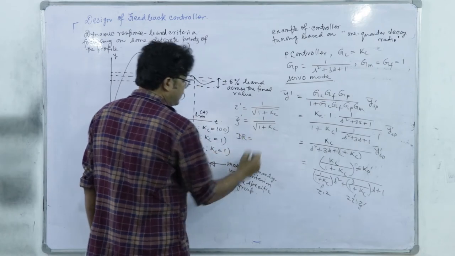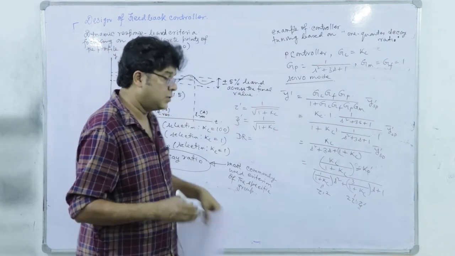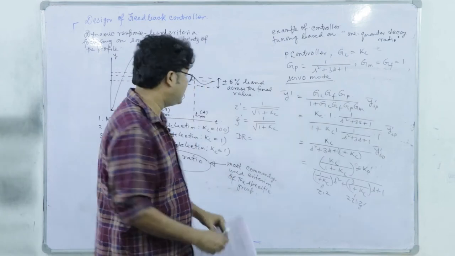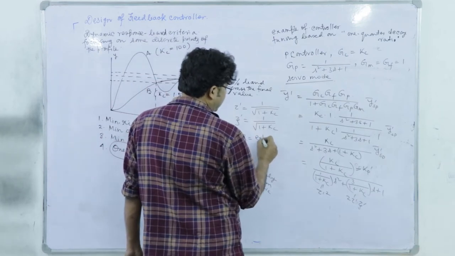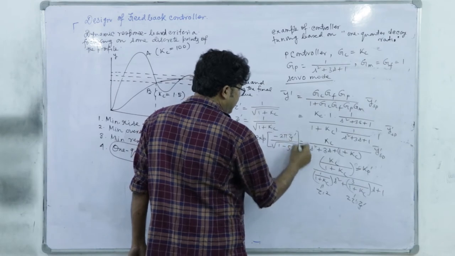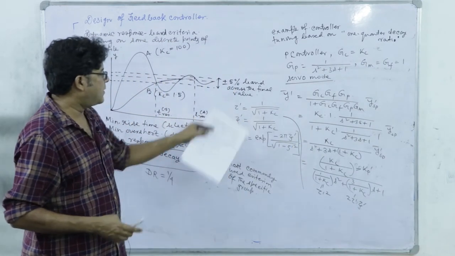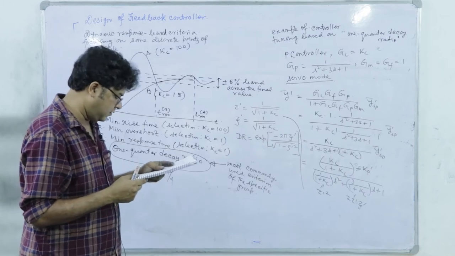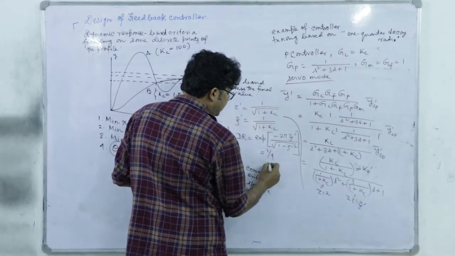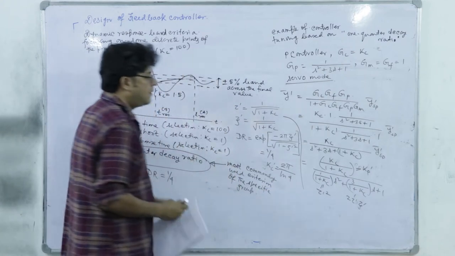So decay ratio, as you all know, is the square of the overshoot, and it will be equal to exponential of minus 2 pi zeta prime divided by under root of 1 minus zeta prime square, right. So zeta prime is a function of Kc. And that decay ratio we set equal to 1 by 4, and from there we can solve for Kc, which is equal to 2 pi by log 4, right.